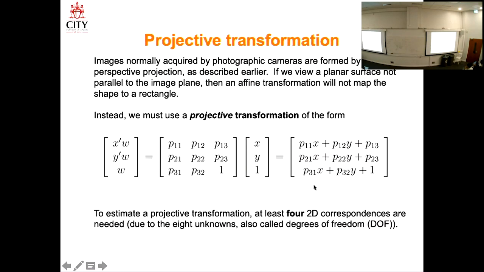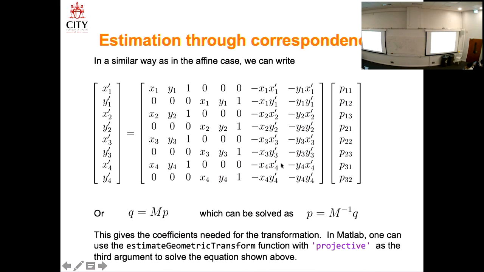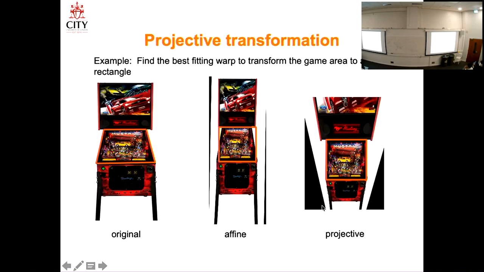It needs 4 points rather than 3. For the previous one, we only needed 3. For this one, we needed 4. So here we are going to have a bigger matrix. And again, in MATLAB, we can just call estimate geometric transform function. But here, instead of affine, we call projective.